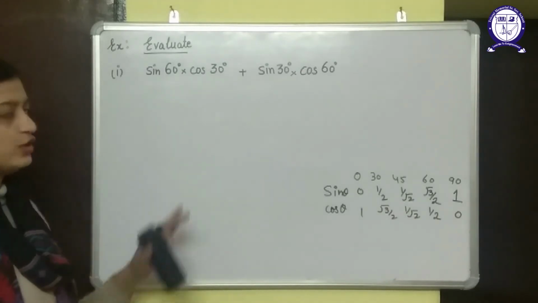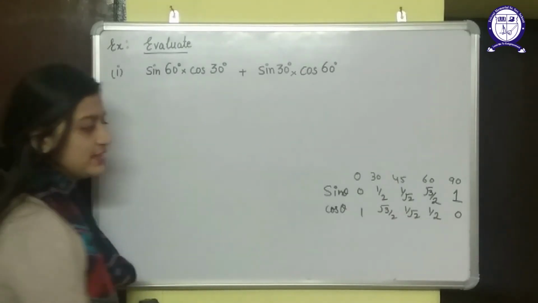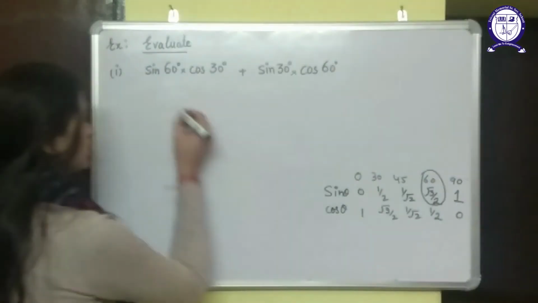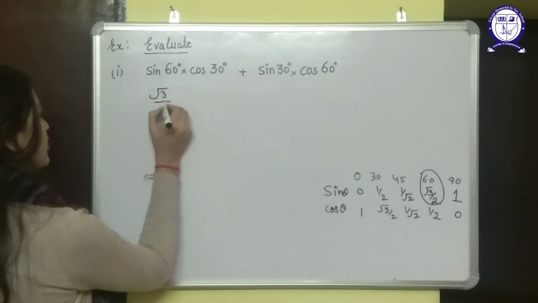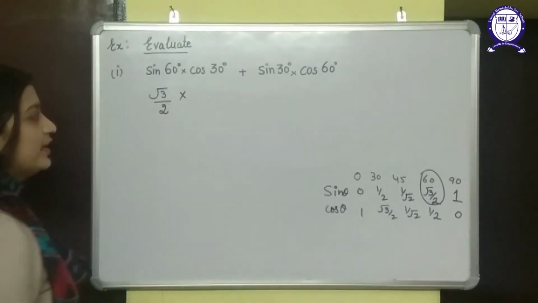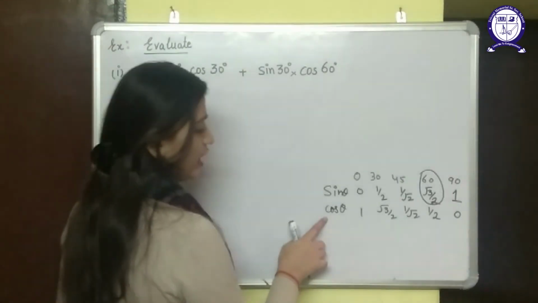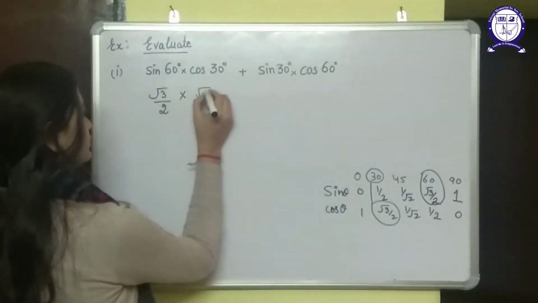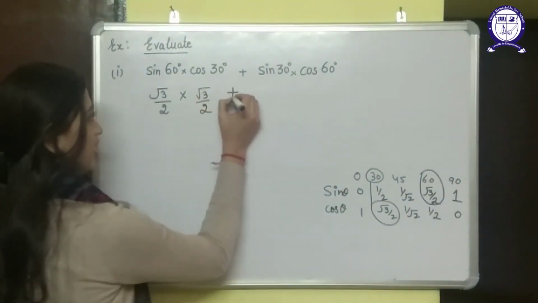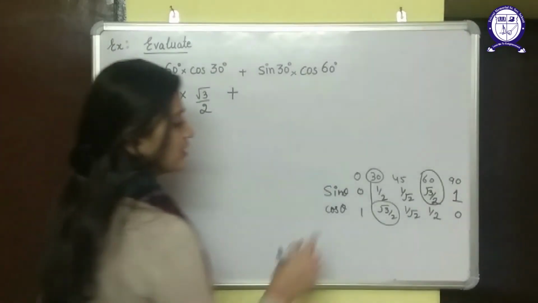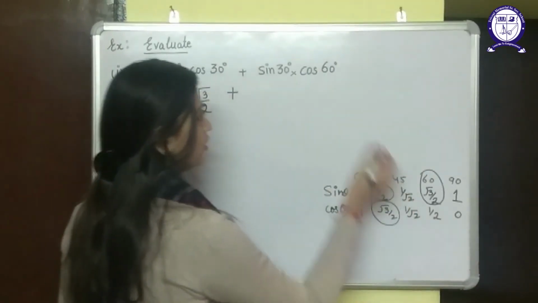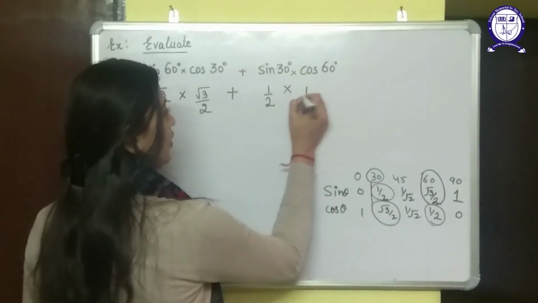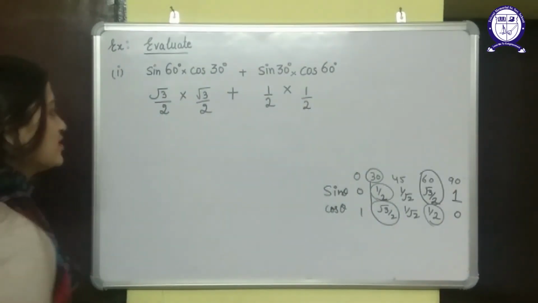Okay, so now put the values accordingly. First of all, I need sine 60, that is the value of sine at the angle 60. So this is root 3 upon 2. Then it's cos 30, so the value of cos at 30 degree, that is root 3 upon 2, plus. Now what is the value of sine 30? Sine at 30 is 1 upon 2 and cos at 60 is also 1 upon 2. So now let's calculate it.